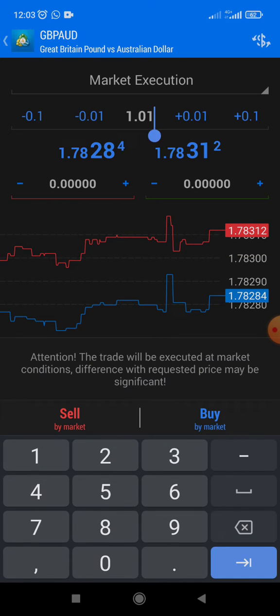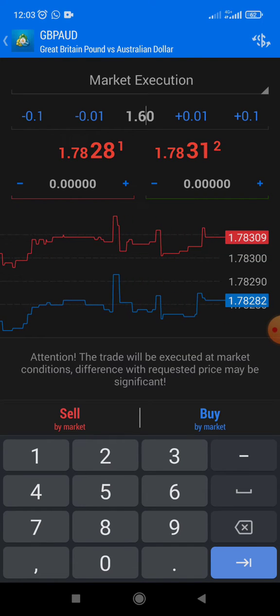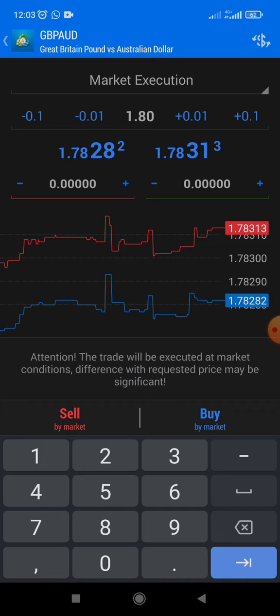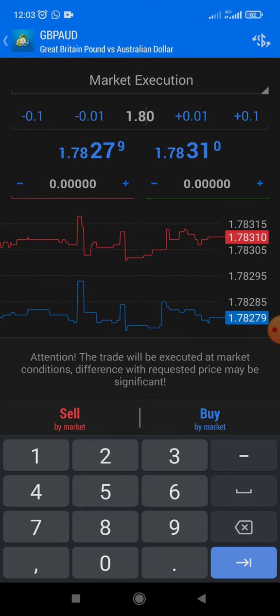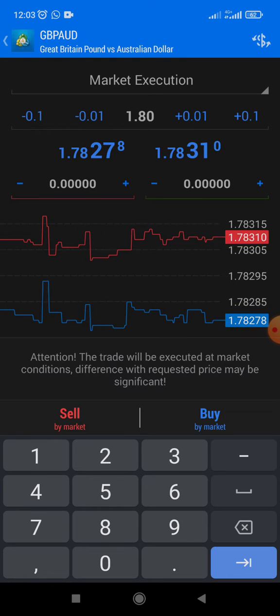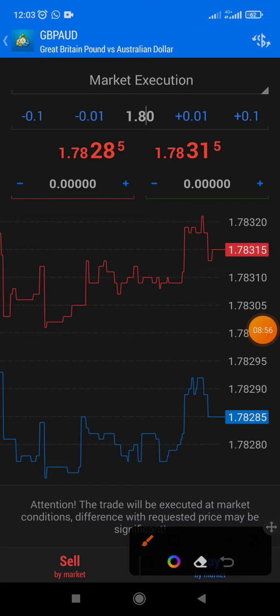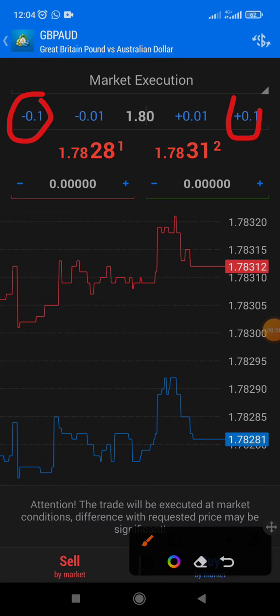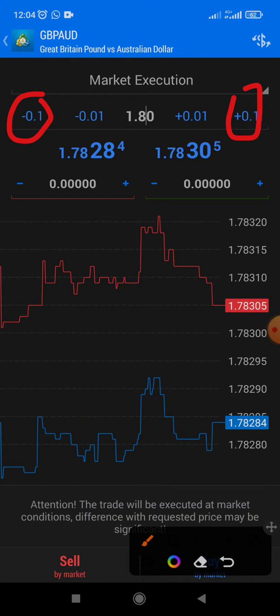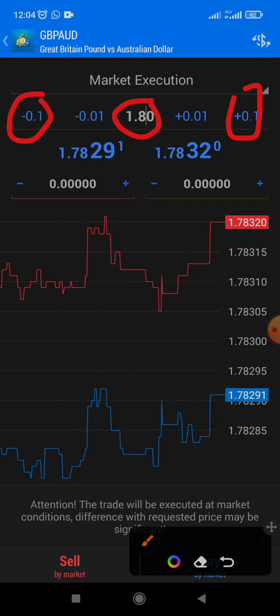So if I clear this one off, it's left with the standard lot. If I add again, you see 0.10, 0.20, 0.30, 0.40, 0.50, 0.60, 0.70, 0.80, in that order. That is if you want to add or subtract by 10, that is what you will use, the last ends of the addition or subtraction. You will either use this one or this one to add and subtract, changing your lot size in the middle here by 0.10.